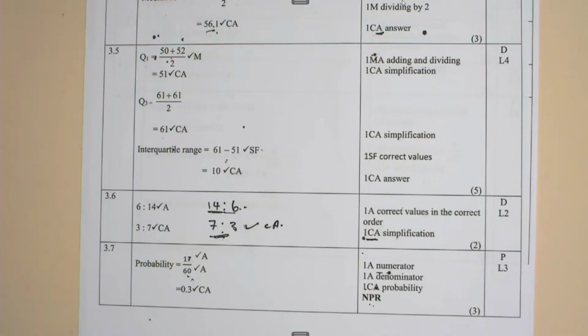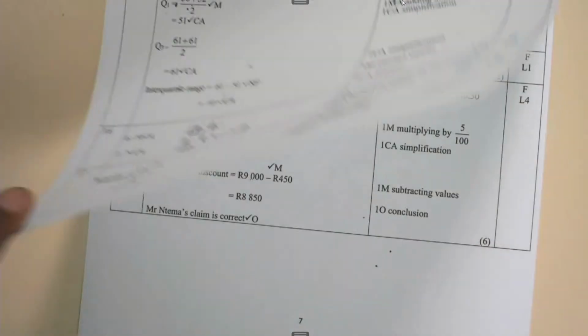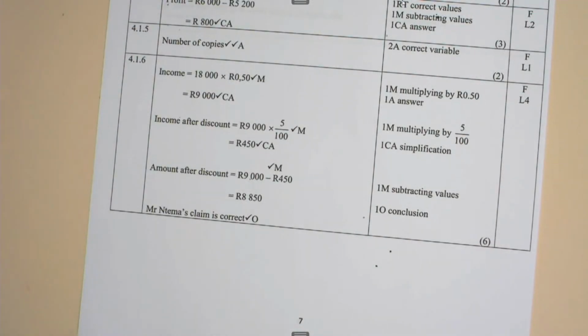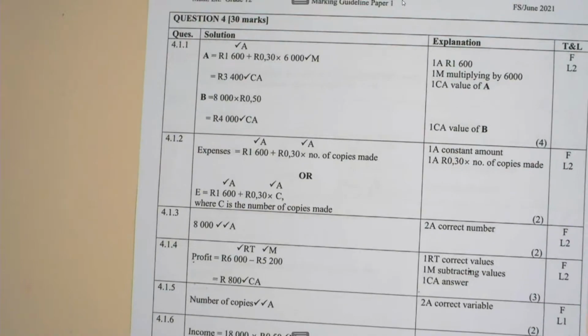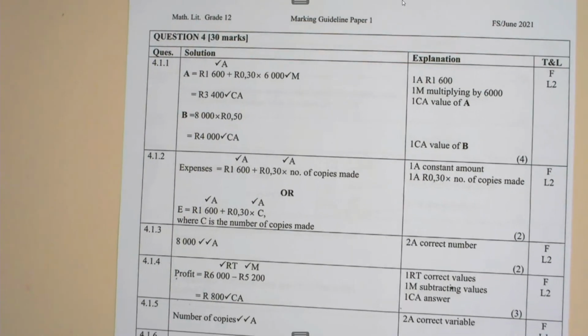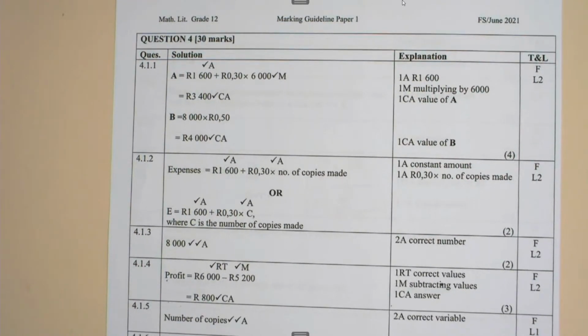I will repeat that. You only see A when one of the values, numerator or denominator, when one of those two values is correct. Right. No penalty for rounding. That's all about question 3. Now I'm moving to question 4. Colleagues, because of the time, I hope you understand I had to rush because I started late. Now, question 4.